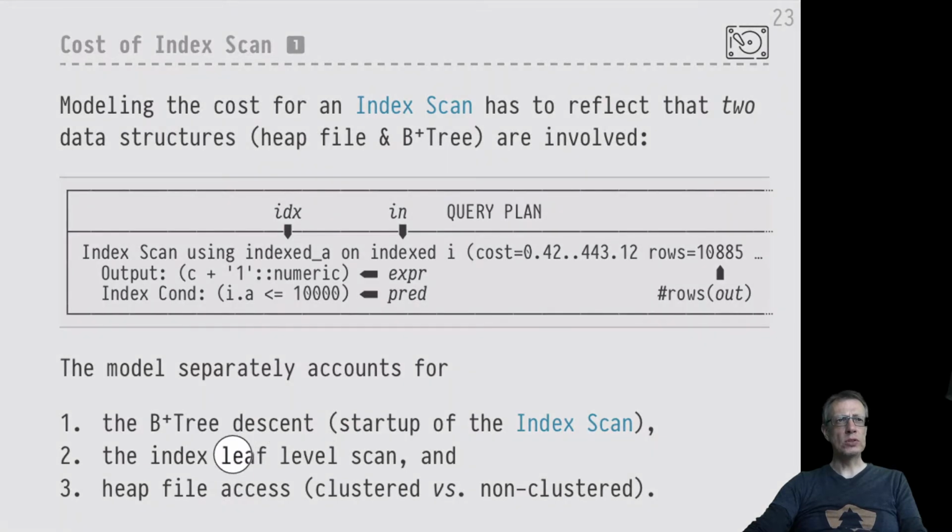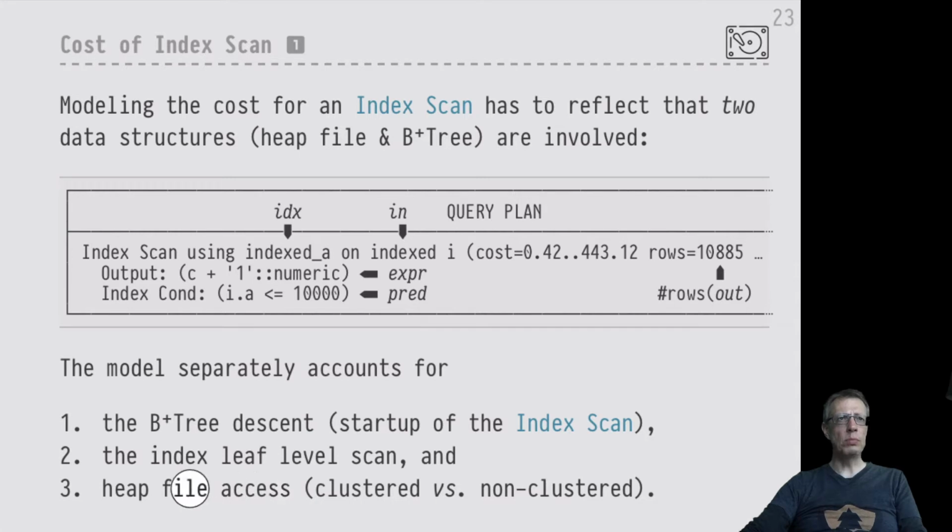Then there will be the index leaf level scan. We will traverse the sequence set of the B+ tree index in the desired range, because we are evaluating a range query like this one here. And there will be the third component, the heap file access. If we are processing an index-only scan, there would be no heap file access, and we expect reduced costs, and we will see that in the playground experiment that we will perform in a few minutes.